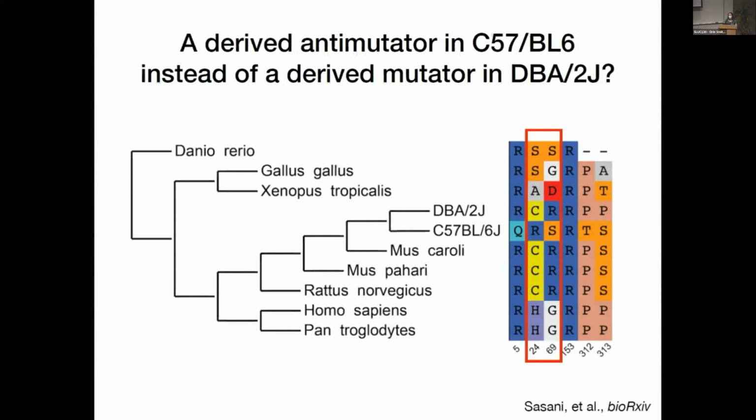And if anyone here is a model organism researcher who has old recombinant inbred lines lying around, we think this is a really exciting new use case for them: to sequence them and look for these mutator phenotypes. So we'd love for you to sequence them or collaborate with us to do it.